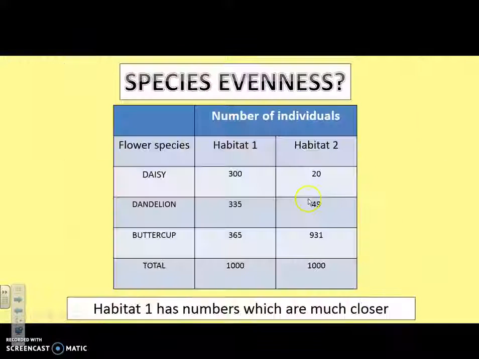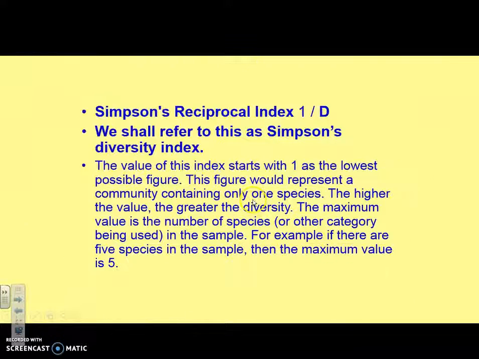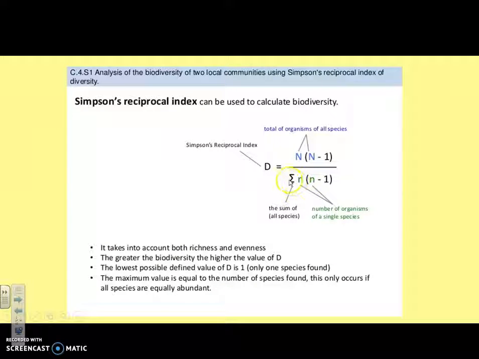Let's go back to those numbers. Let's take daisies. I've got 300 daisies, so my little n for daisies would be 300, and my little n-1 for daisies would be 299. But as you can see, I've got 3 species, so that's why we've got this sigma sign here, because you're going to work out little n times little n-1 for all the species, and you're going to add them together.